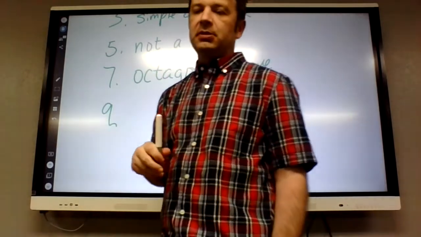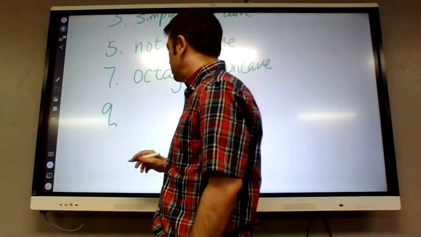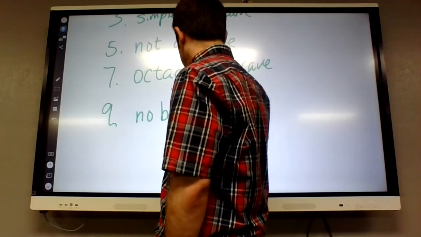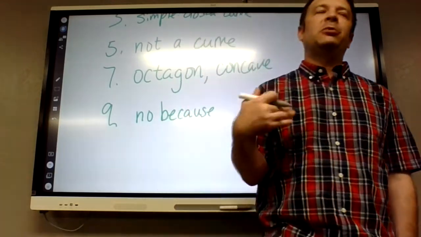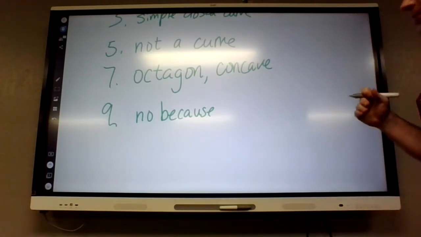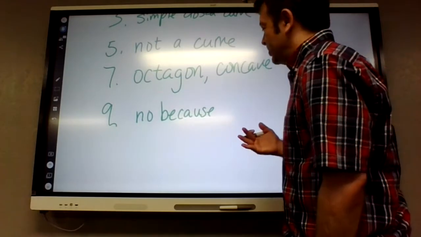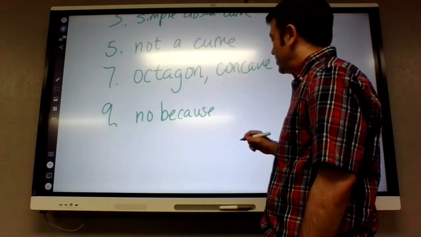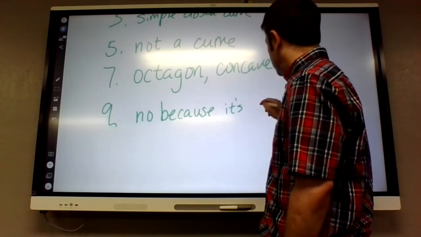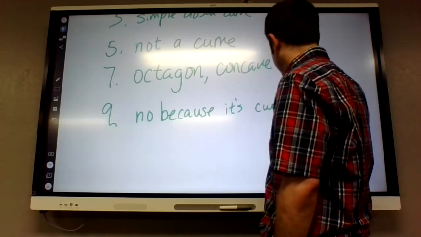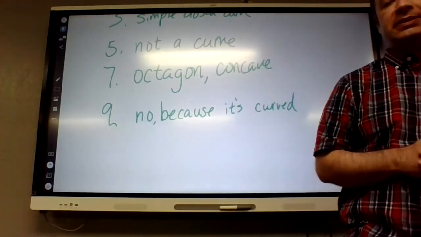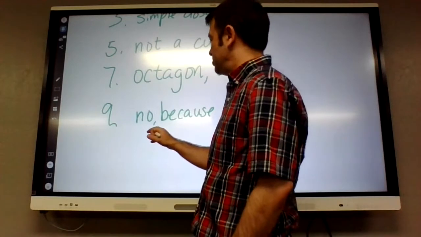Number nine, is that a polygon? No, because that's curved. What we mean when we say curve doesn't mean what the book says when they say curve, so they wrote because it's not made up of line segments or something like that, but that's fine. No, because it's curved. Is it concave or convex? Convex, because there are no caves.